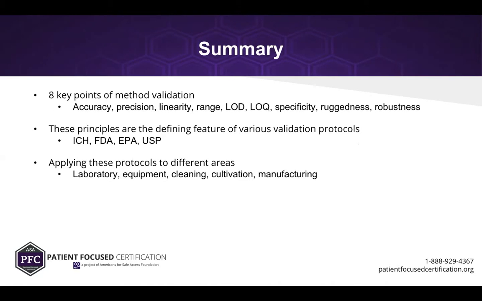So in summary, we have 8 key points of method validation: accuracy, precision, linearity, range, limit of detection, limit of quantification, specificity, ruggedness, and robustness. These principles are the defining feature of various validation protocols, including ICH, FDA, EPA, USP, as well as many others. And you can apply all of these principles and protocols to different areas, and it's not just laboratory. You can apply it to your equipment, to cleaning, to your cultivation, and to manufacturing.